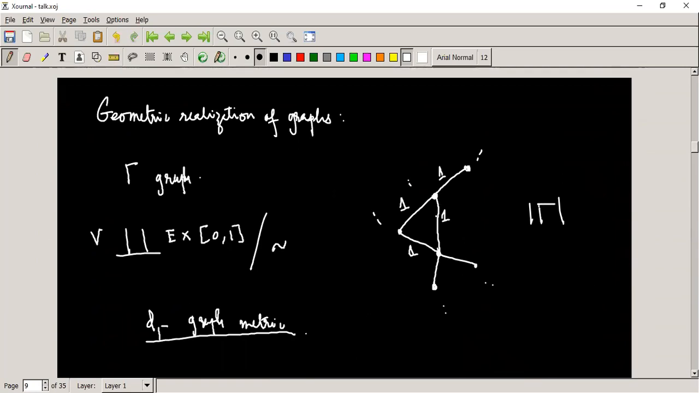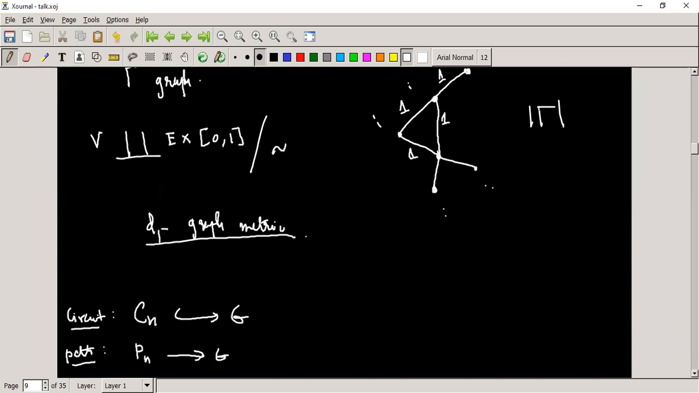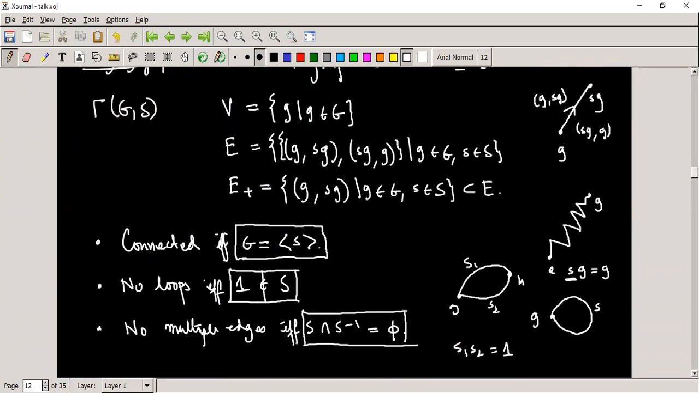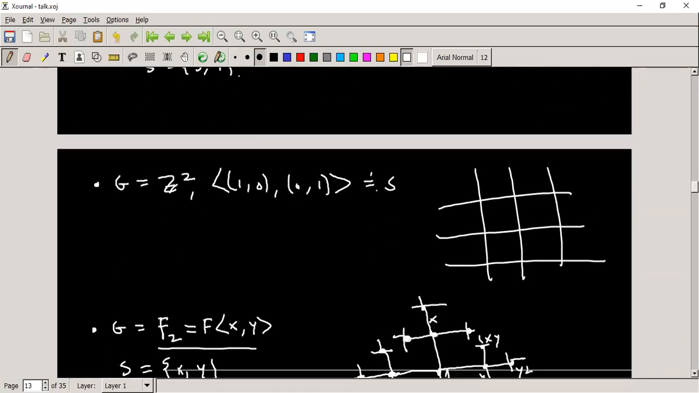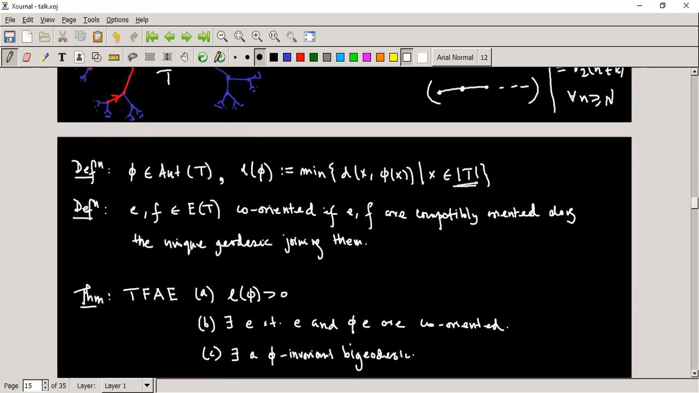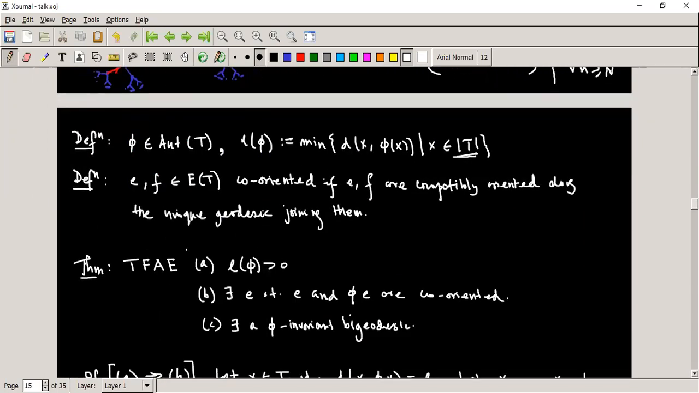Right? So this is the topological space whose vertices, which has continuum many points, right? Not just vertices, but the edges are also points of the topological space.